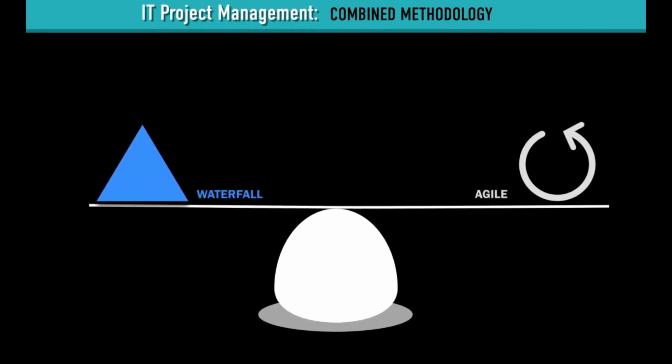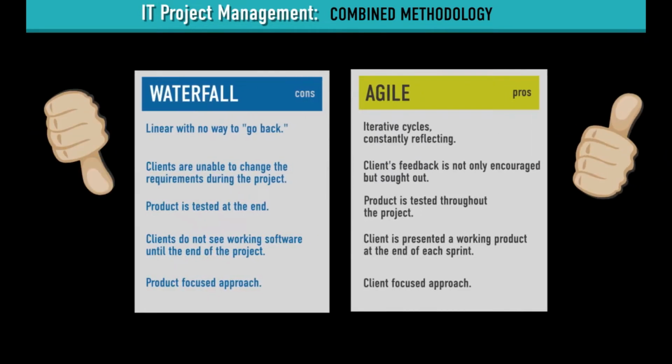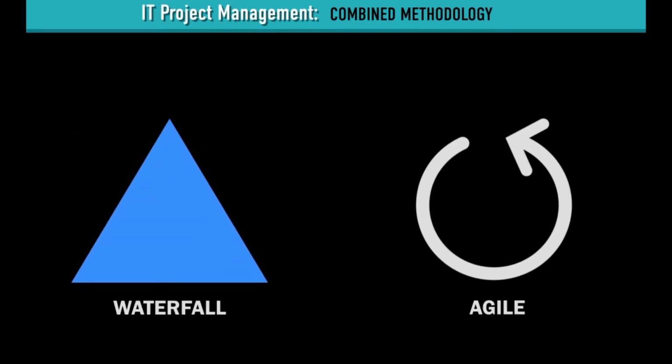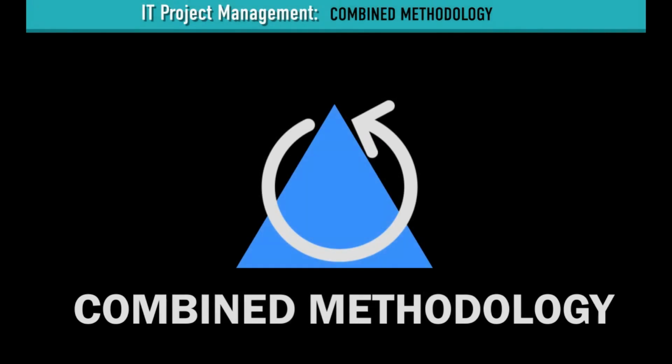Before we examine how a team combines these methods, let's take a moment to review some weaknesses of the Waterfall methodology that Agile addresses. We can also review Agile weaknesses that the Waterfall methodology addresses. As you can see, each methodology has its pros and cons. Let's look at how a project blends Waterfall and Agile and uses the best parts of each process.